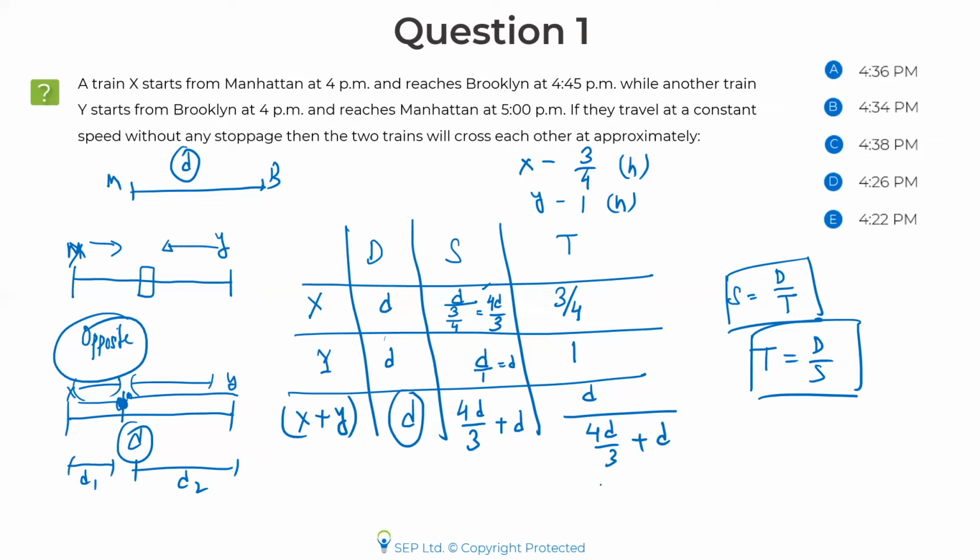Now, how do I simplify it? You can take d common and d will get cancelled out. If I take d common in the numerator, I get d into 1. If I take d common in the denominator, I get 4 by 3 plus 1, right? So ultimately I'm going to get something like this. If I simplify this, I get 3 by 7. Since all the other numbers were in hours, here also I'm getting the time in hours. So when will they meet? They will meet after 3 by 7 hours, right?